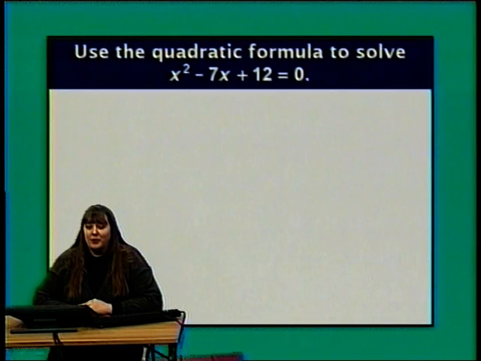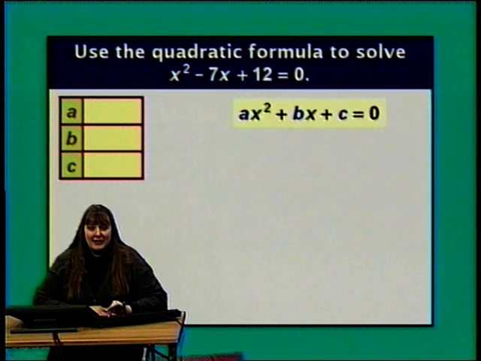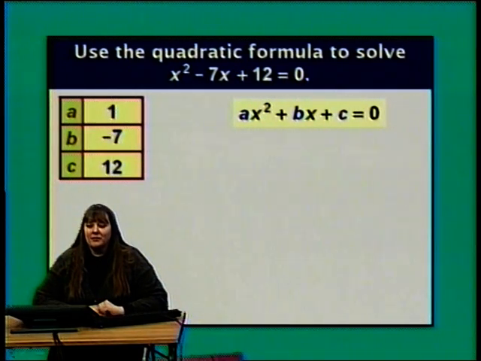Let's use the quadratic formula to solve x squared minus 7x plus 12 equals 0. I solved this in an earlier lesson by factoring and applying the zero product principle. So we have a quadratic equation in the form ax squared plus bx plus c equals 0. To use the quadratic formula, I need to decide what a, b, and c are. Well, a is the coefficient of x squared. In this case, that's 1. b is the coefficient of x. In this case, that's negative 7. And c is the constant. In this case, that's 12.